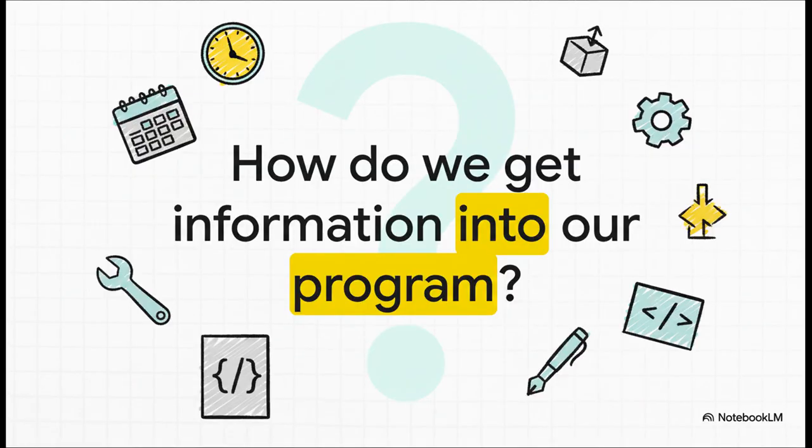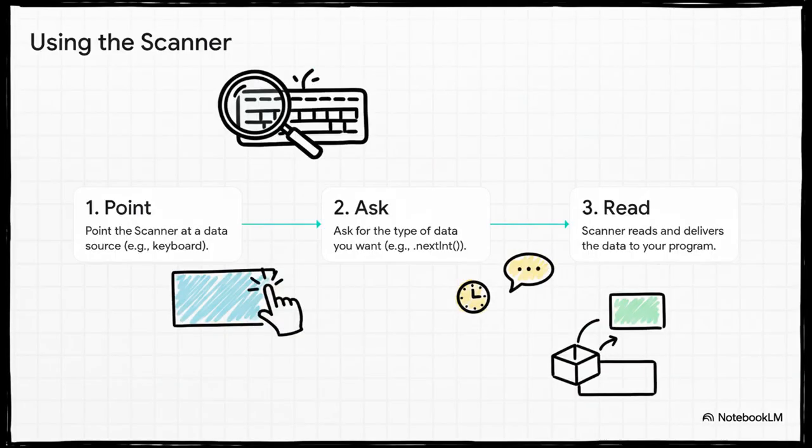Okay, so making our output look pretty, check, we've got that covered. But what about the other direction? How do we get information in? How does your program actually listen for a user to type something on the keyboard or read from a file? For that, we need a totally different tool. Enter the Scanner class. Seriously, this thing makes reading input incredibly simple. It's basically 3 steps. First, you just point it at where the data is coming from, say the system keyboard. Second, you tell it what kind of data you're expecting. Are you waiting for a whole number, a line of text? And third, Scanner does all the hard work of actually reading, parsing, and delivering that data right to your program.